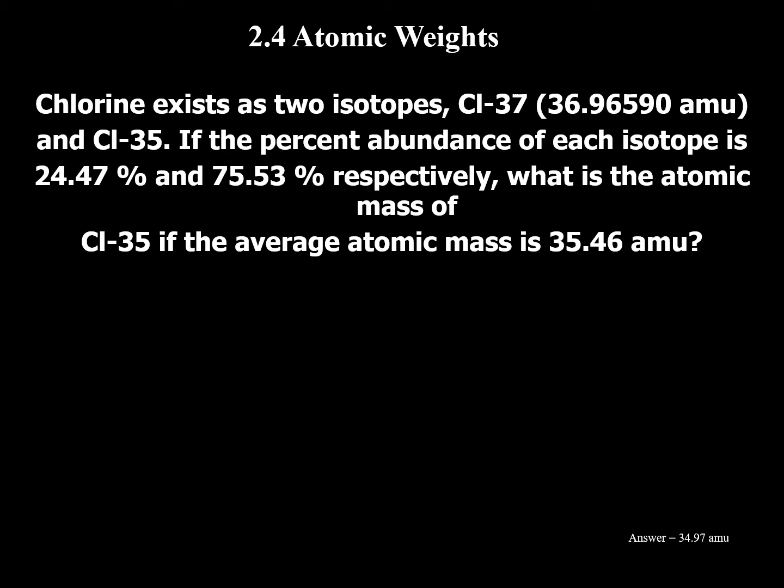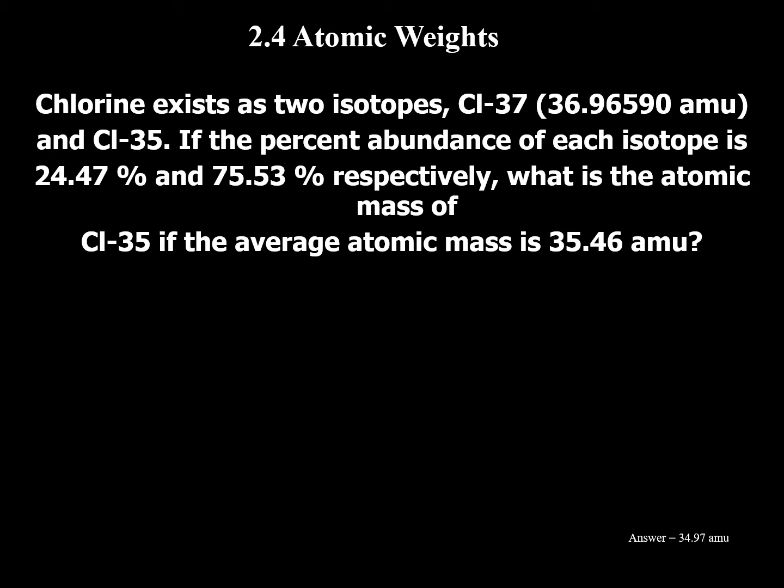The following is a question I want you guys to try. Chlorine exists as two isotopes. I'm going to put the step-by-step answers on Blackboard, but I want you to try on your own first. If you don't know, put a question mark, at least write a formula.